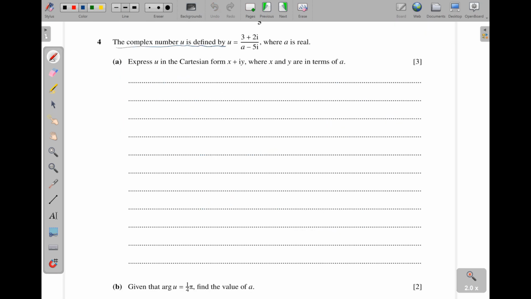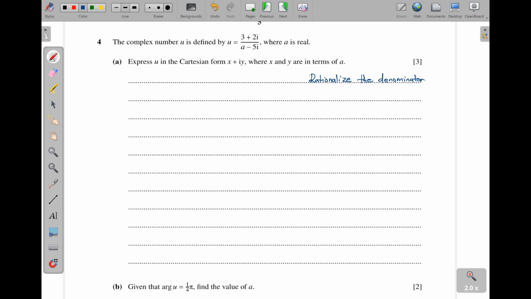Question 4. The complex number u is defined by u is equal to 3 plus 2i over a minus 5i, where a is real. And then they are saying that express u in the Cartesian form, x plus iy, where x and y are in terms of a. So what we are going to do is to rationalize the denominator. Some people say realize. What do we do? We multiply the numerator and the denominator by the conjugate of the denominator.